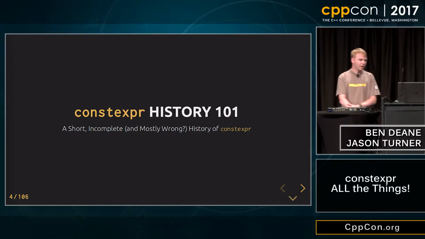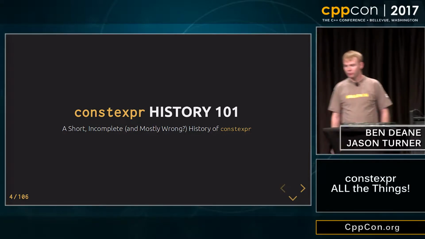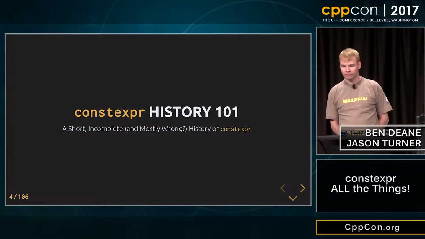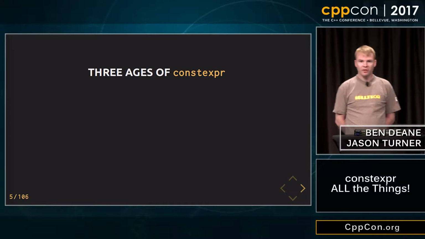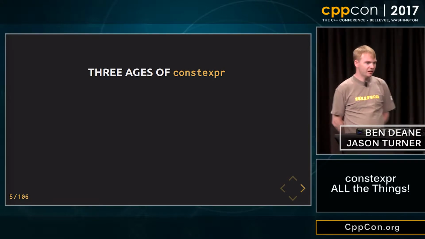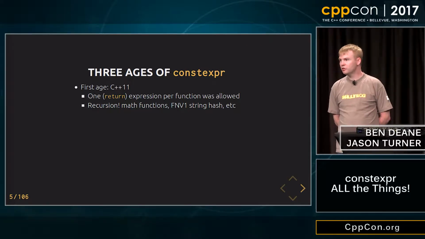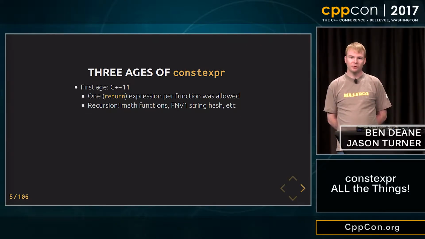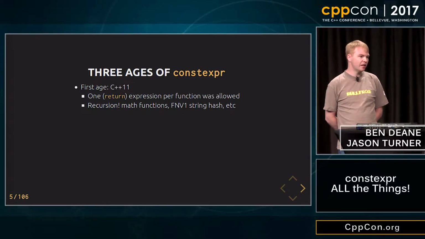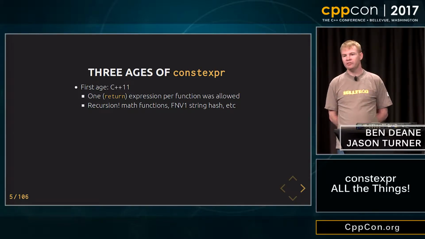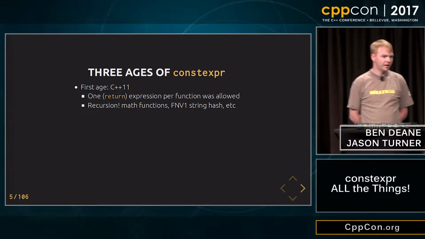So moving very quickly along, just a quick recap of where we are with constexpr up till now. There have been 3 ages of constexpr by my thinking. C++11 was very limited. We had one return value per function. We had to do everything with extreme recursion. And we saw things like math functions, FNV1 string hashings you may have seen, this very kind of linear recursive technique down the string, something like that.